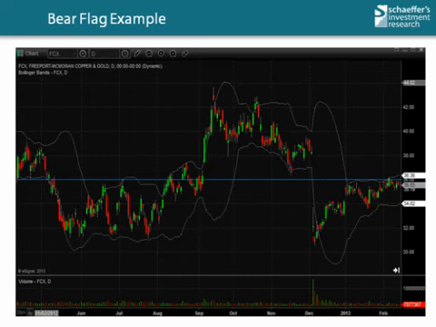Now, here's an example of a bear flag. This is Freeport-McMoRan, ticker FCX. And what you see here is a big move down on very heavy volume, and then some consolidation back towards the price it came from, some mean reversion, on decreasing volume. Now you also notice the Bollinger Bands here. These dotted lines are getting very narrow, and that's a sign that another big move could be ready to occur.